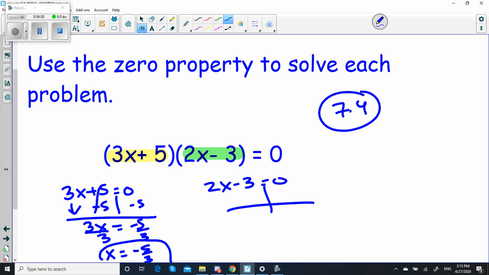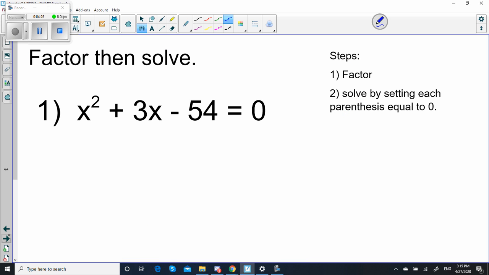And here it's pretty much the same thing, just different numbers. So I'm going to add 3 to both sides, drop the 2x, and divide by 2. So my answer here is 3/2. Or if you want to change it to a decimal, you can. That would be 1.5. The other one's going to be a repeater, which is why I didn't change it.